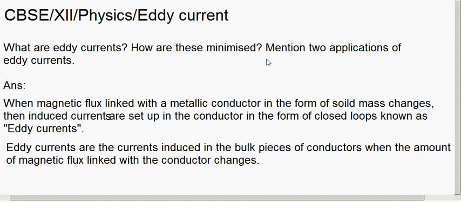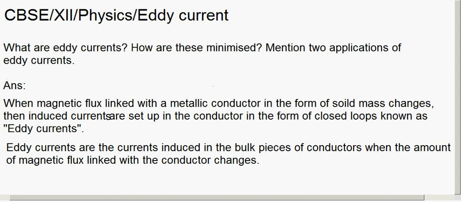Now, how are these minimized? Though this eddy current cannot be eliminated completely, we can try to minimize it. So, eddy currents are minimized by taking laminated core. And what is this laminated core? It consists of thin metallic sheets insulated from one another. So, varnish can be used as an insulator.